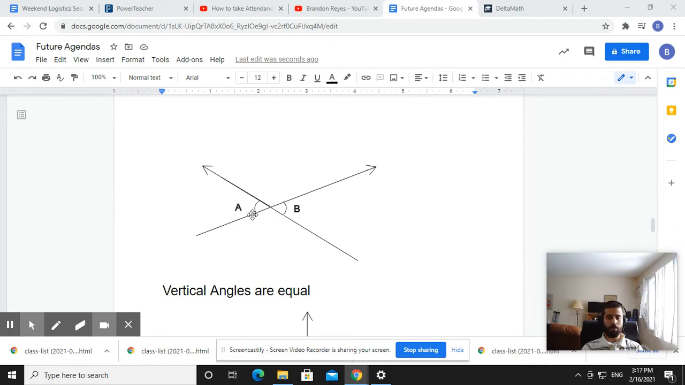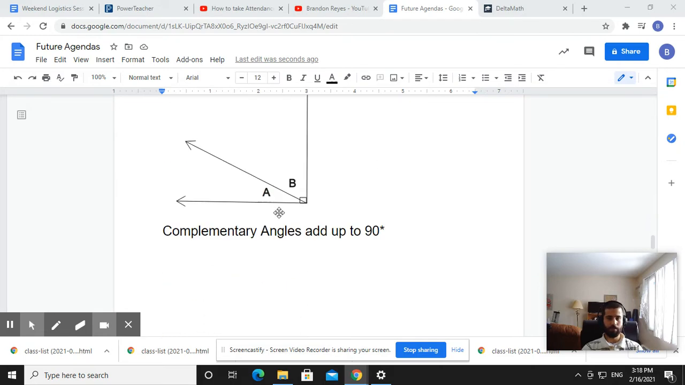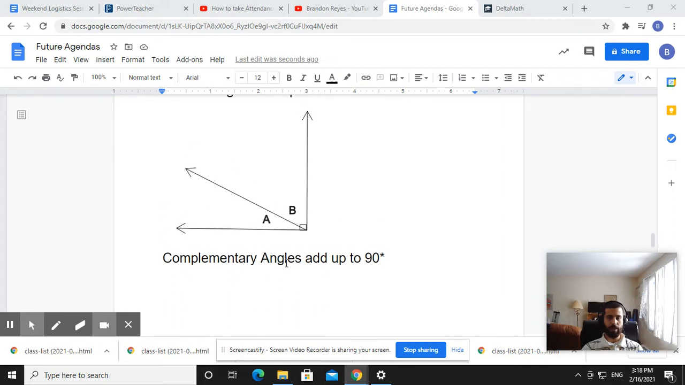So this is a review, like in 5 seconds. Vertical angles like these are equal. If this were 45 degrees, this would also be 45 degrees. Complementary angles add up to 90 degrees, like these. If A is 35 degrees, that would make B 55, because they need to add up to 90, because of that square right there.